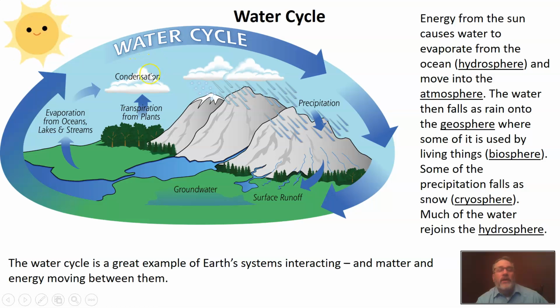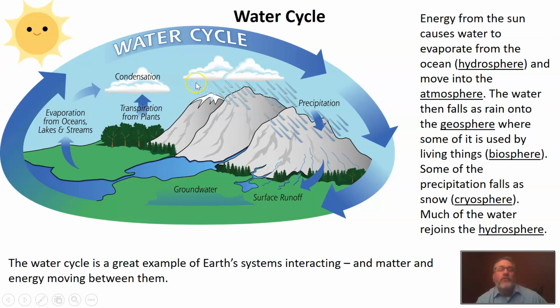The water is then going to condense into clouds and it's going to fall as rain or any kind of precipitation. It could fall as snow back onto the geosphere, right? So it's going to travel across the geosphere. Remember, we talked about surface runoff, or it could seep down into the geosphere and become groundwater. Now, of course, some of that water is going to be used by living things, right? By plants and by animals. So we can see that the atmosphere returns it to the geosphere, and then it is also used in the biosphere.